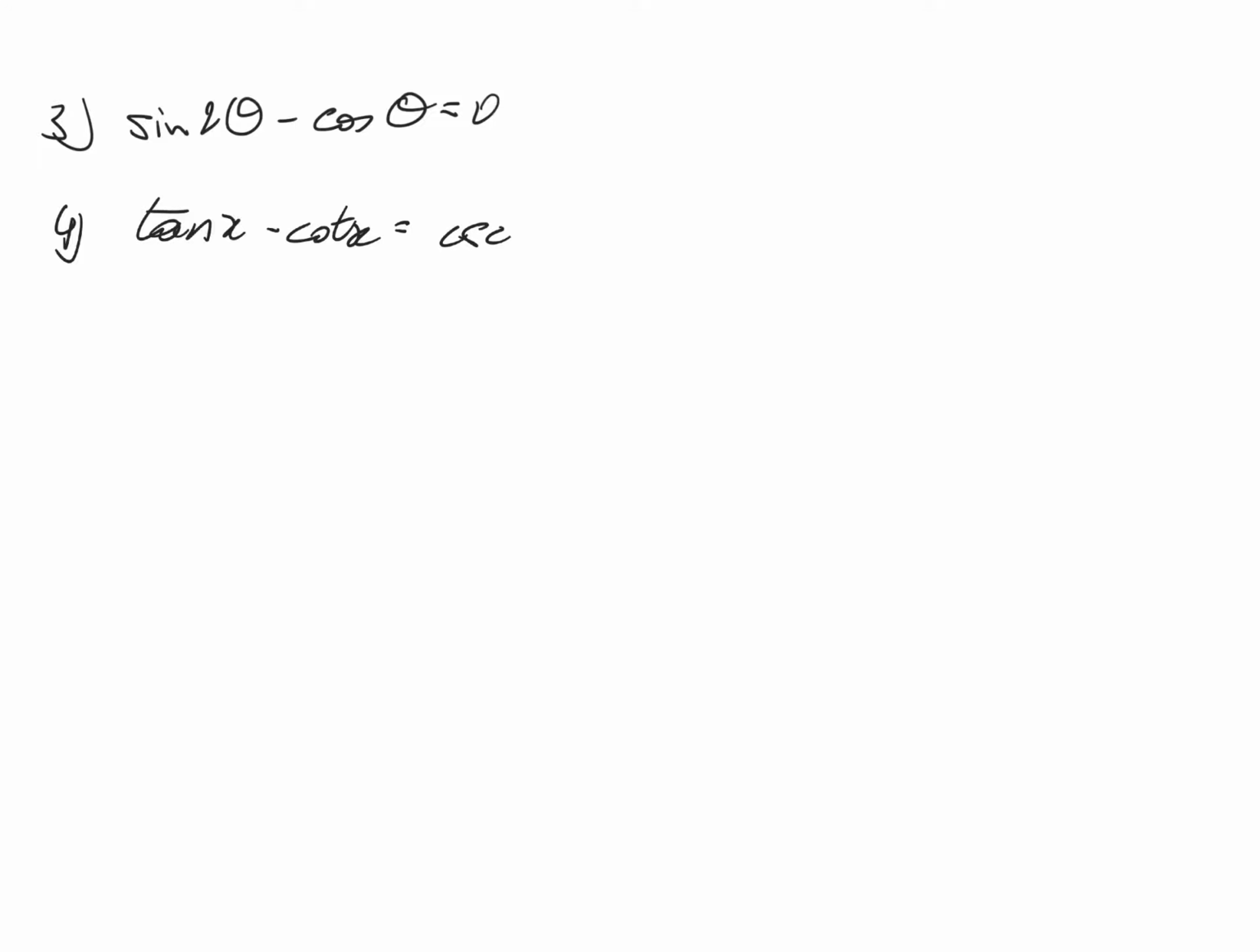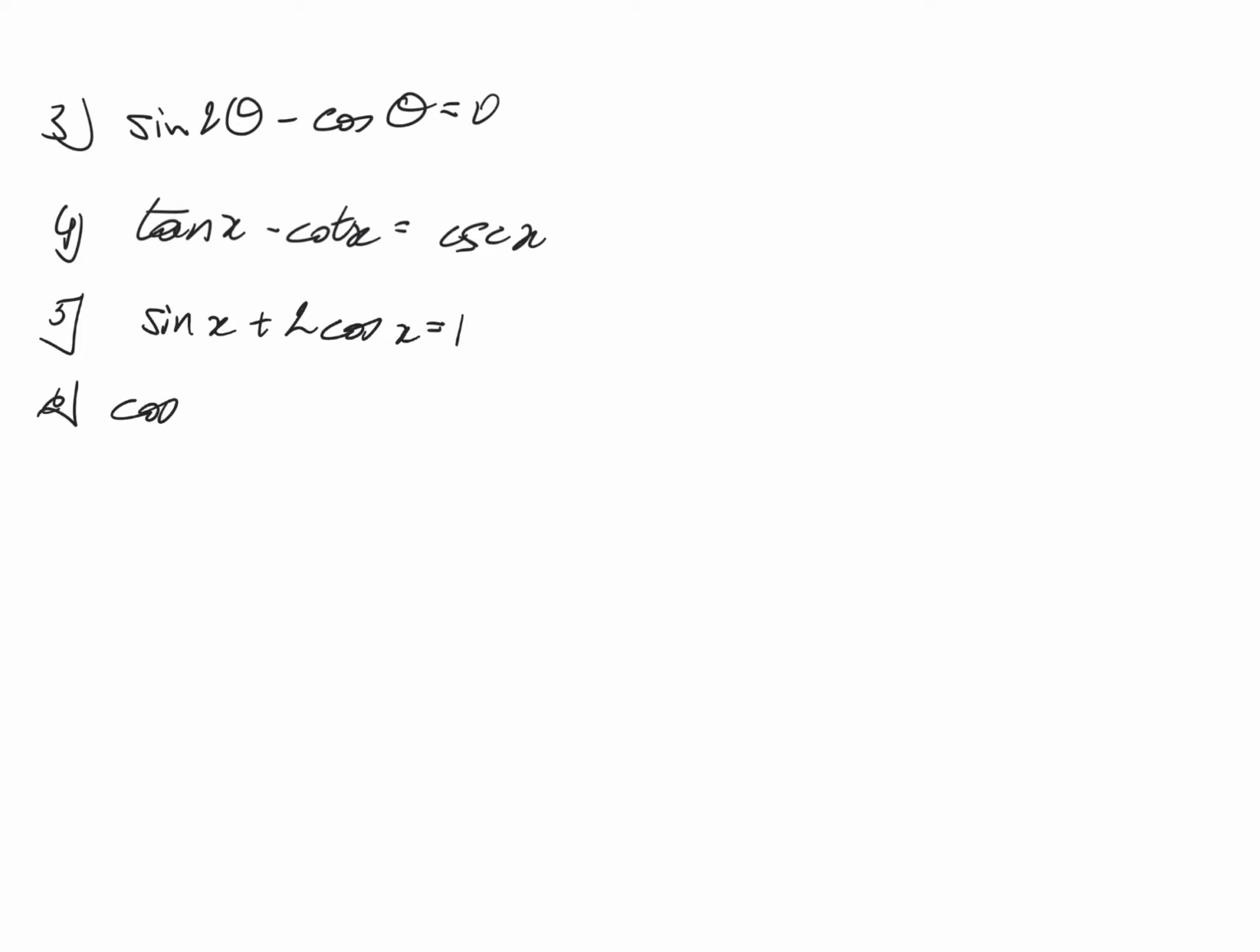Try to solve the following questions on your own. Sine of 2 theta minus cosine of theta equal to 0. Tangent of x minus cotangent of x equal to the cosecant of x. Sine x plus 2 cosine x equal to 1.